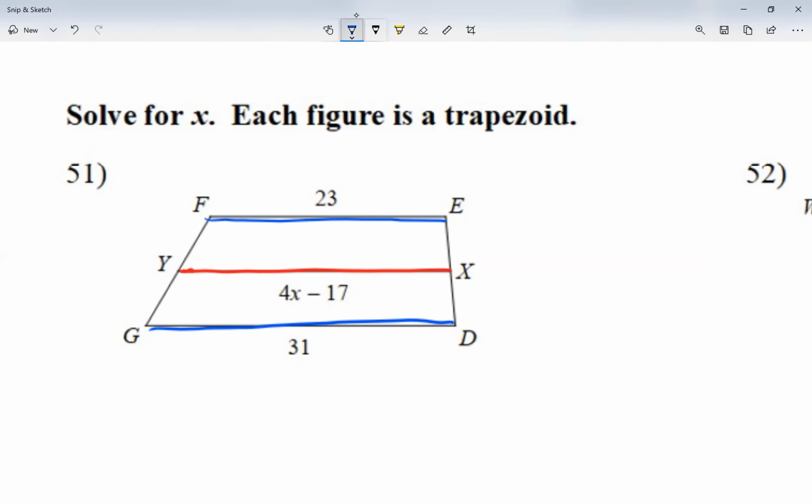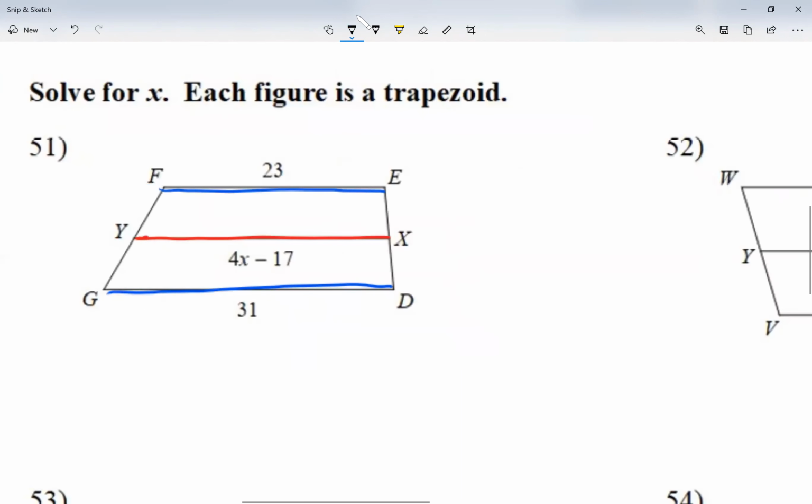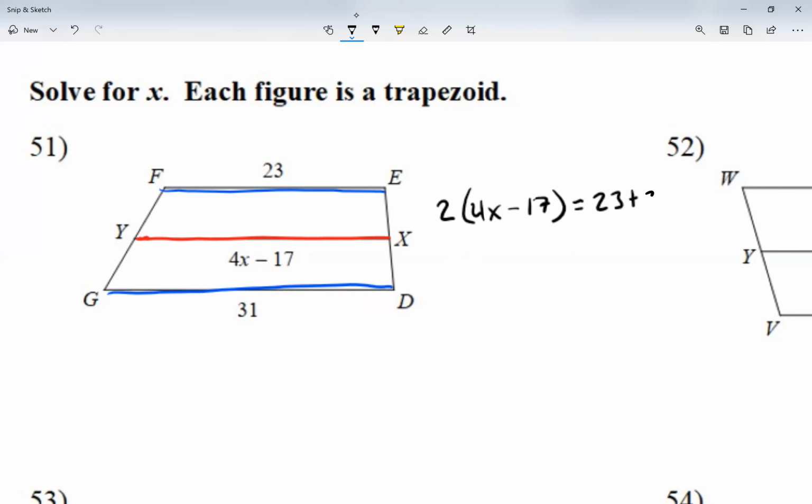The way we're going to work this, similar to what we did yesterday, I'm going to look at the midsegment. In this case, it's 4x minus 17. 4x minus 17. And I'm going to multiply all of this by 2. The midsegment, the segment in the middle, I'm going to multiply by 2. And this is going to equal, now because I have two sides that are parallel to the midsegment, I'm just going to add those two sides. 23 plus 31. Midsegment times 2 equals, and then you add the two segments.